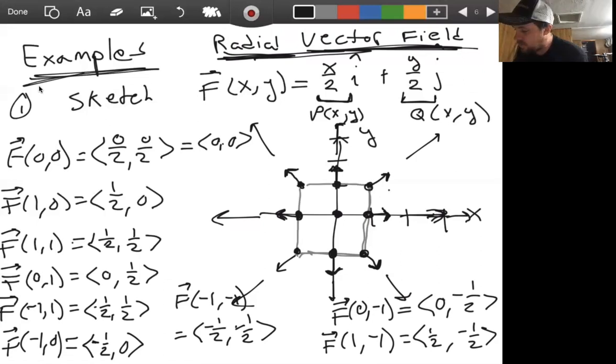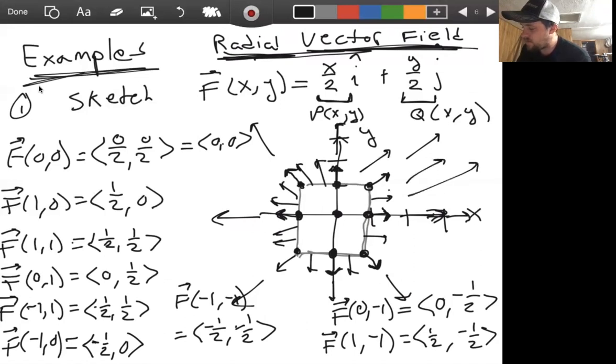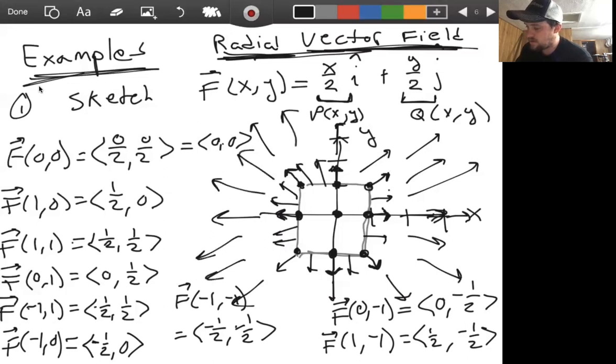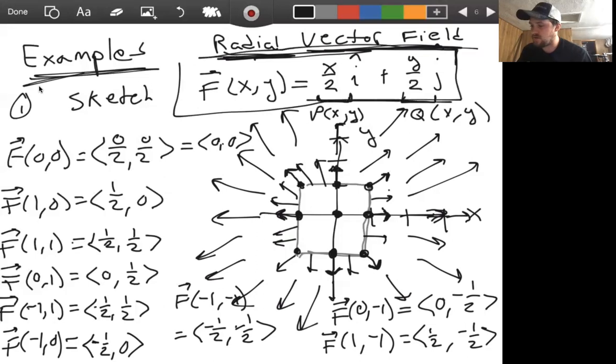And so, what you would get is that along a given circle, the farther out you get, the larger the vectors get, because your X and Y values are getting larger in magnitude, right? And so you can see this is what the vector field X over 2 I hat, Y over 2 J hat looks like.